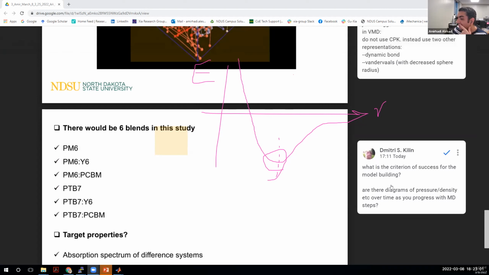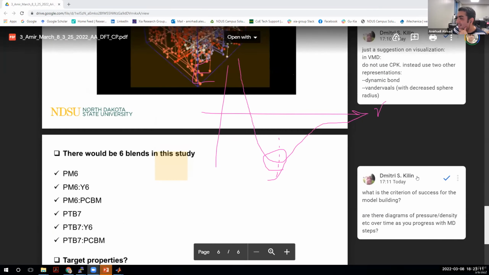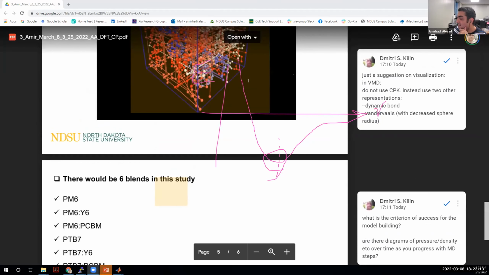How to trust the model, we already discussed that based on the equilibrated density and also energy of the system at the end. Yeah, that's all. So is there any question in the chat now?